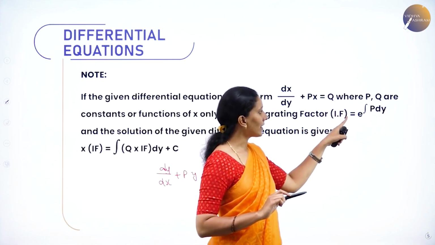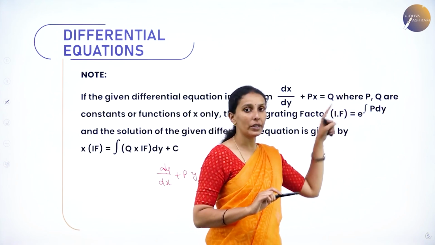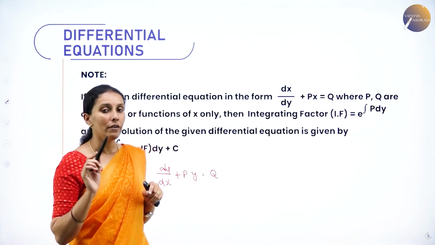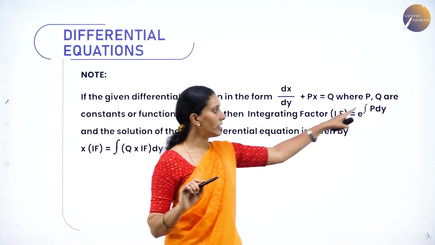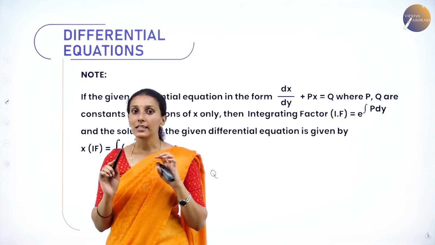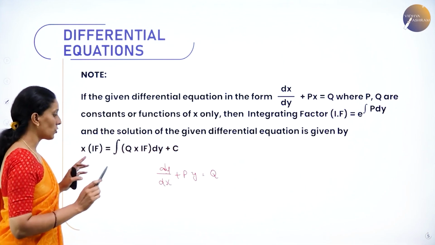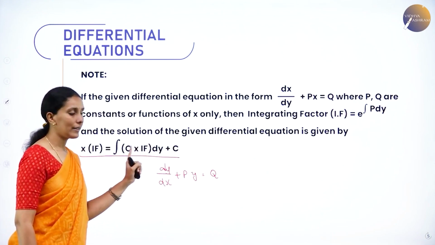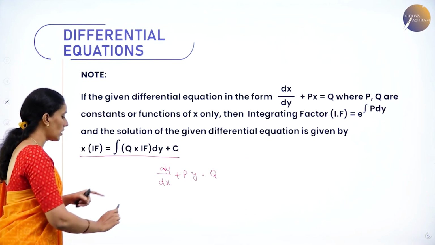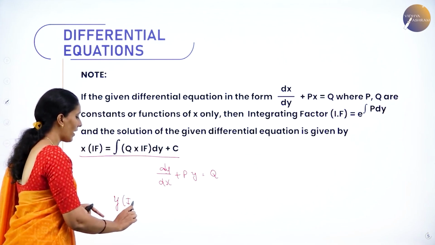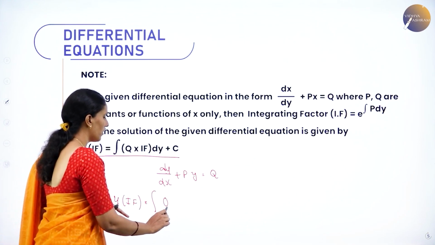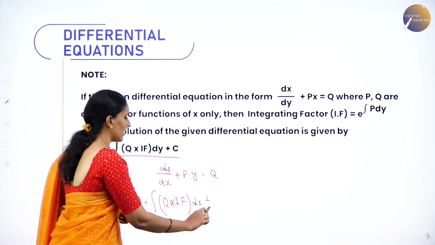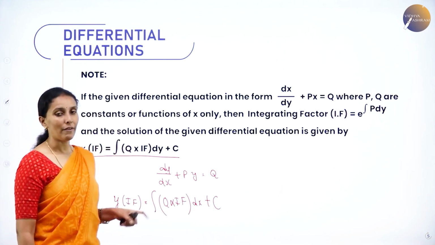So here the integral factor is e to the power integral p into dy. That means you are integrating the exponential function with the variable y only. That is why we have written dy there. And the solution of this type of equation has to be written as x into integral factor is equal to integral of q into integral factor, integrated with respect to dy. As in the earlier solution, where we take y into integral factor equal to integral of q into integral factor with respect to dx, we take plus the integration constant. So these are the things you have to remember.